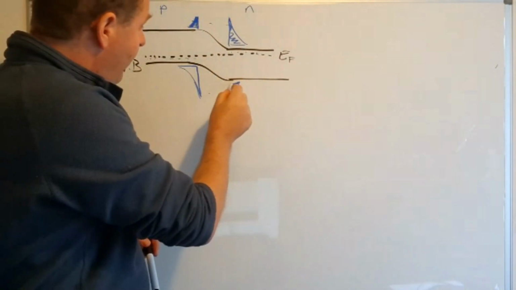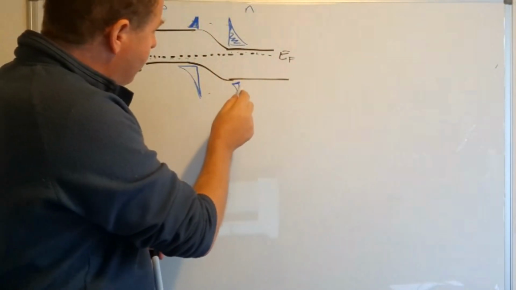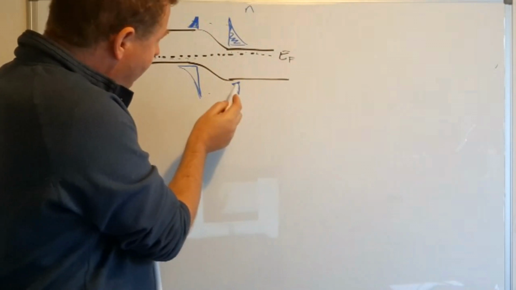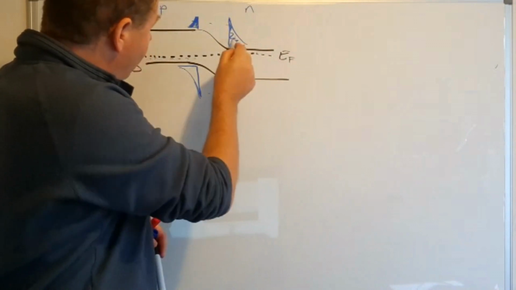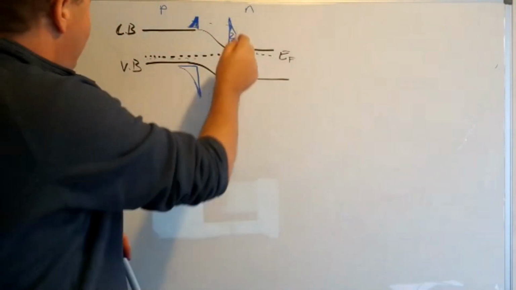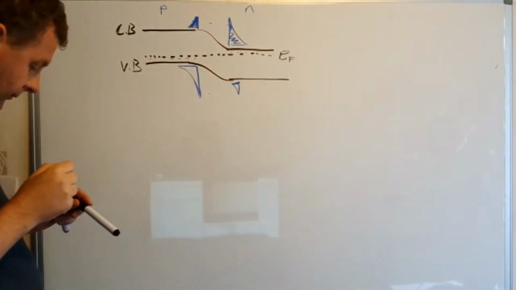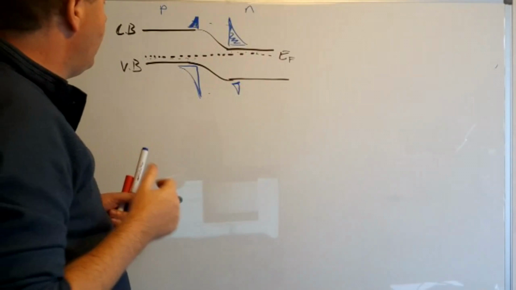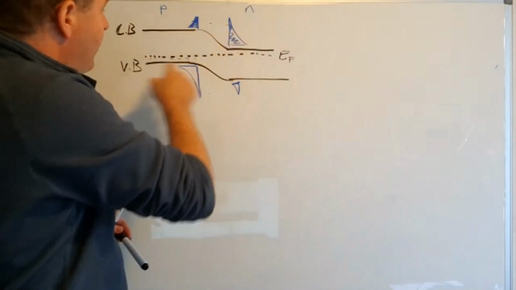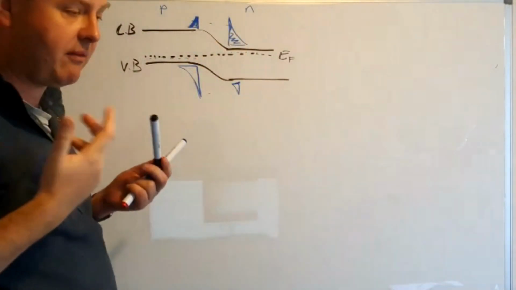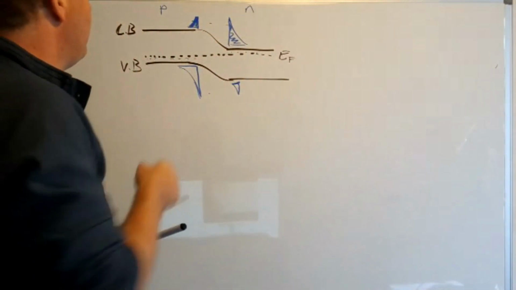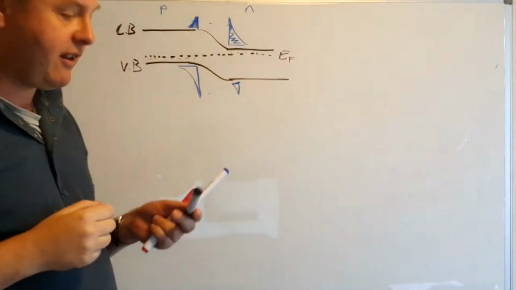Likewise, you have a number of holes here, and they're being generated because electrons are being promoted thermally from the valence band up into the conduction band. So the majority carriers are being created largely by the number of dopants in the system, and the minority carriers here are being created thermally.